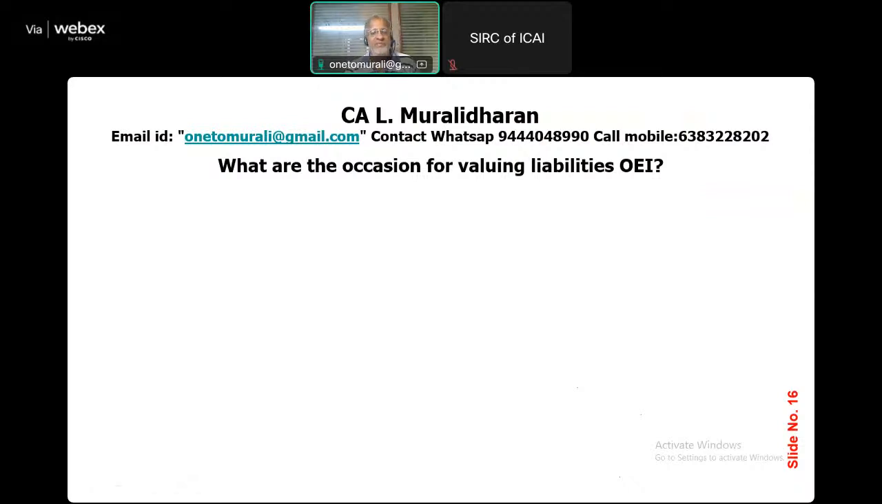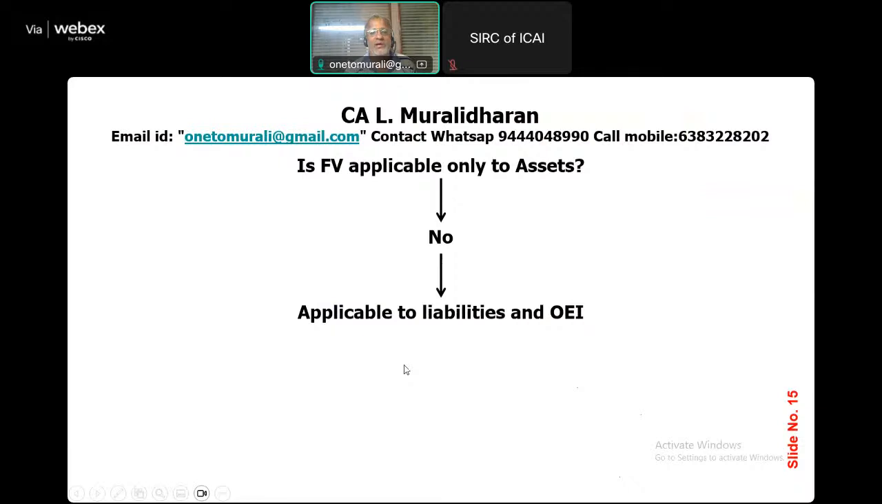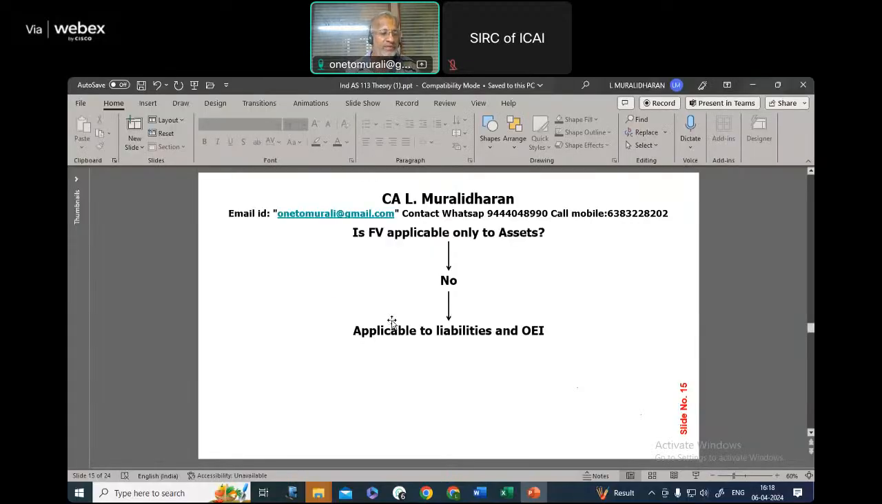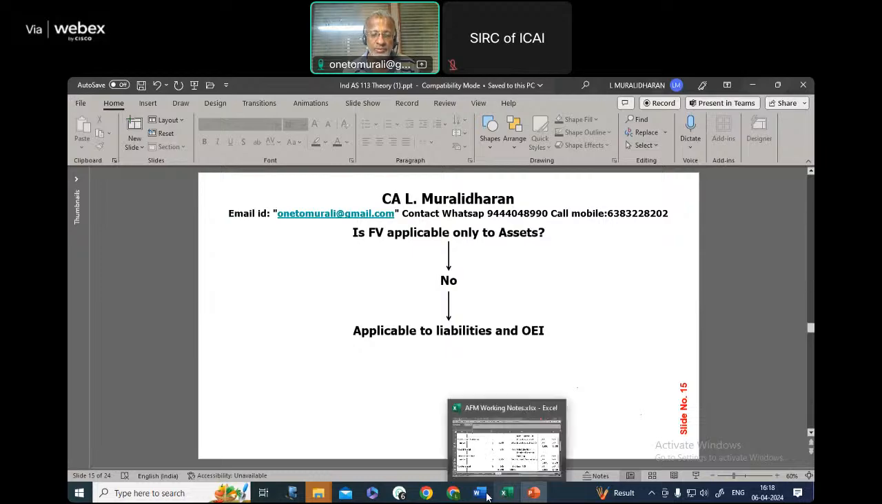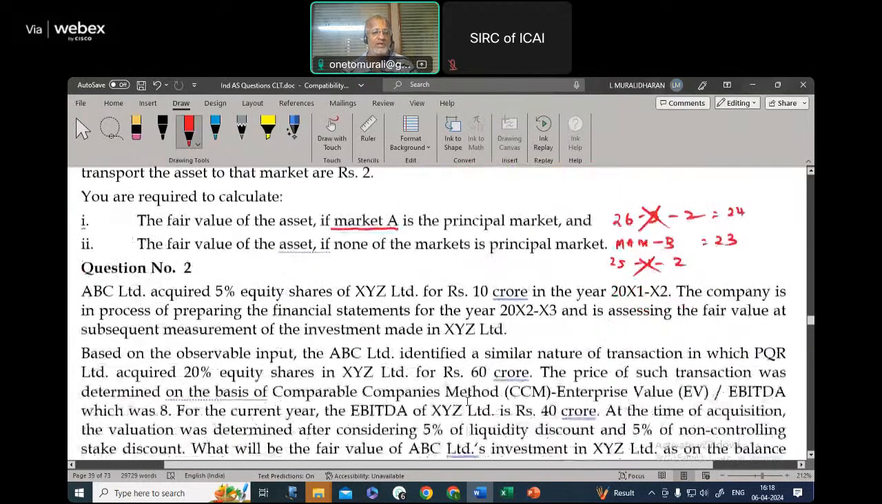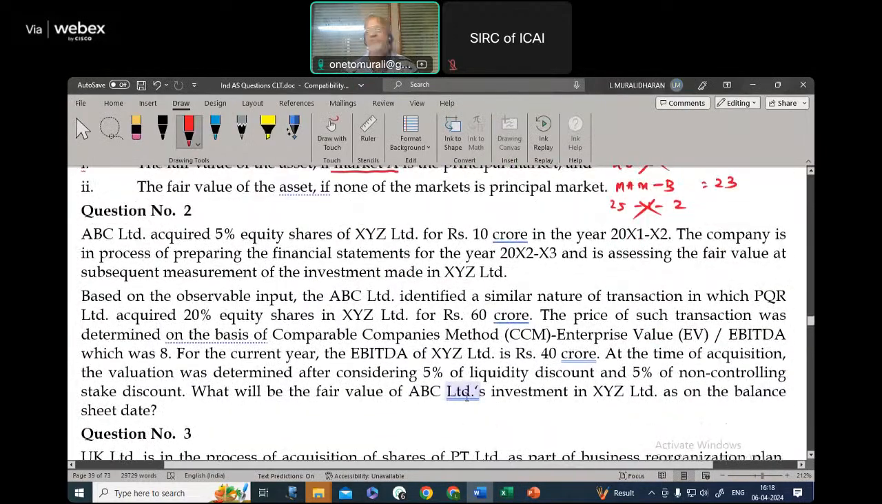We can just limit our learning of the PPT up to this particular stage, and we will stop at this moment and proceed to cracking the problems. Okay. Considering the time constraints that we have, we will take it up from here. Question number 2.